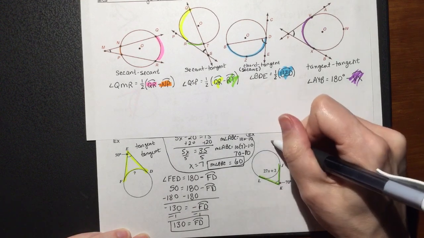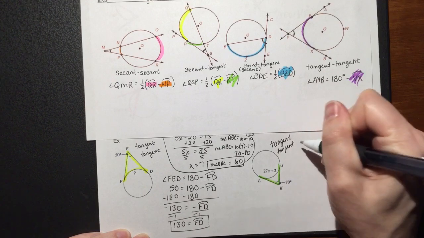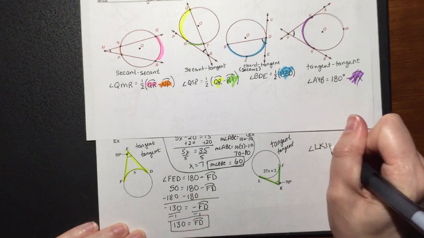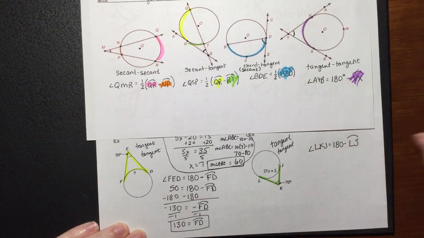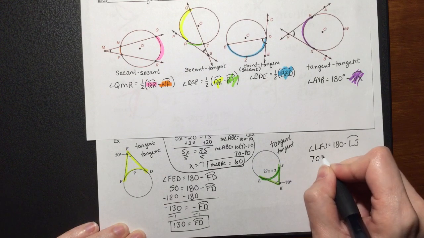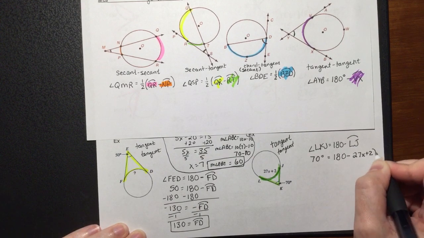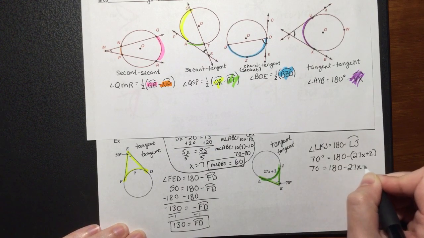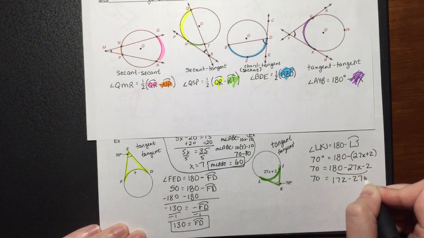So there's that angle that we're working with right there. Those two lines are tangent and another tangent. And this is another example of a problem where writing down the rule is going to help you a whole bunch. Angle LKJ is going to be equal to 180 minus that intercepted arc LJ. So we've got 70 degrees is going to be equal to 180 minus, and it's all one phrase, 27x plus 2 in parentheses. So 70 degrees is going to be equal to 180 minus 27x minus 2. So 70 is going to be equal to 180 minus 2, which is 172, minus 27x.